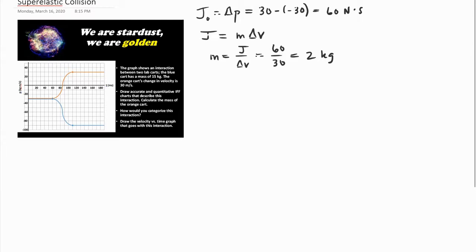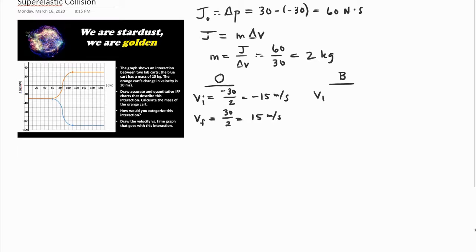Okay, so to draw IFFA charts, we need to find some velocities for these two objects. So let's get a chart for the orange, and then for the blue. Let's see the initial velocity for the orange. Now that we know its mass, its momentum is negative 30 divided by its mass, which is 2, so it's going to be negative 15 meters per second. And its final velocity is positive 30 divided by 2, so positive 15 meters per second.